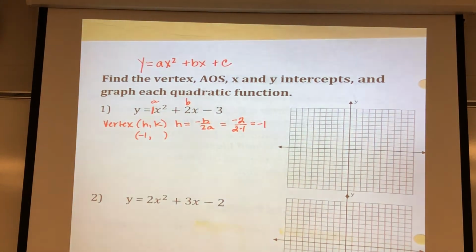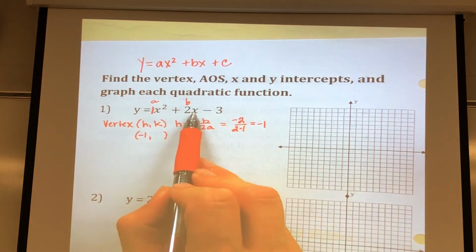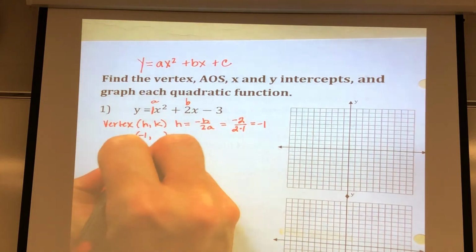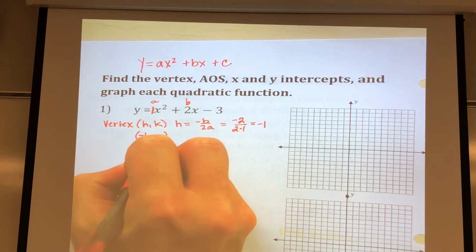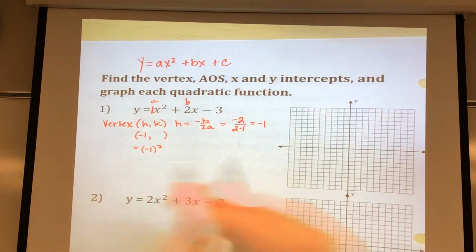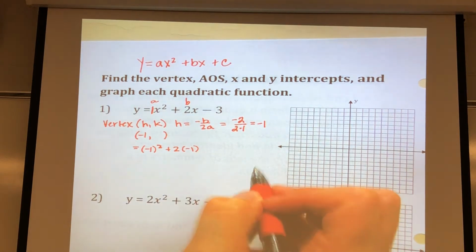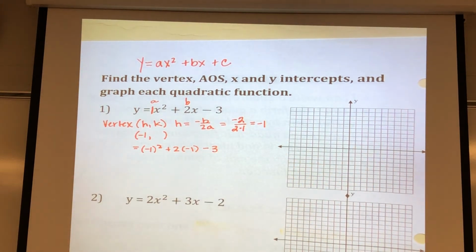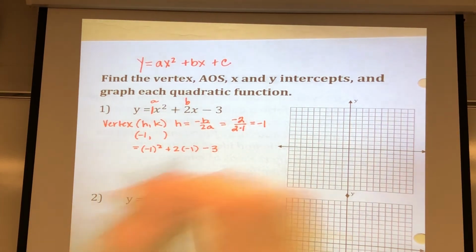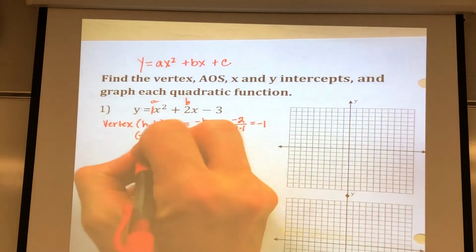Okay, then we have to find the k value. To find the k value, we substitute negative 1 into both of these x's. So we get negative 1 squared, and notice how I put that in parentheses. Anytime you substitute in a negative number with an exponent, you always have to have parentheses around it. Now you can put parentheses around when there's not an exponent too, but you don't have to. So (negative 1) squared plus 2 times negative 1 minus 3 equals negative 4. Okay, so now we know that our vertex is (negative 1, negative 4).